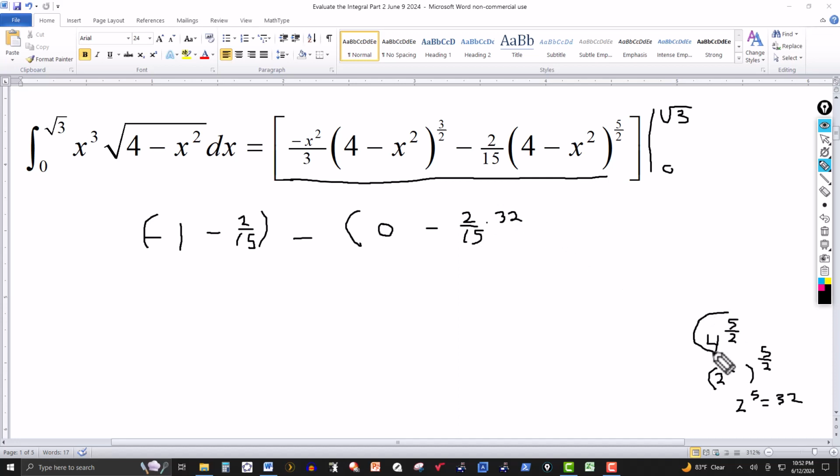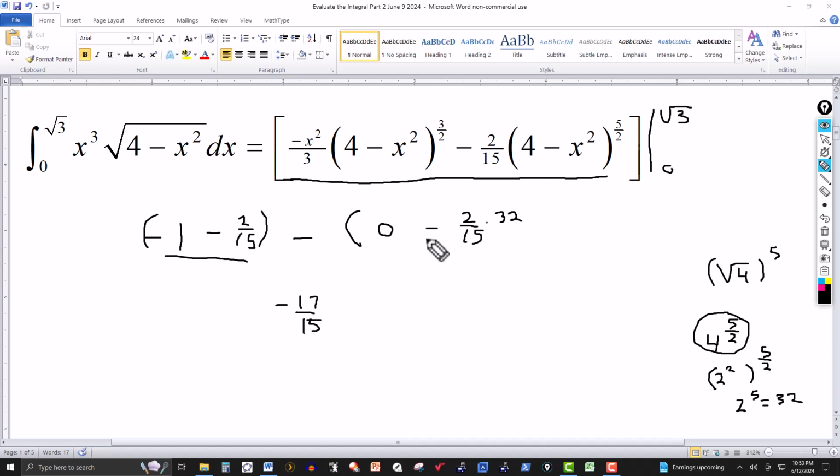Now this could also be done, look at it this way and say the same thing as the square root of 4 quantity to the 5th. Square root of 4 is 2, and then 2 to the 5th is 32. So I'll wind up with this. So let's compute this out here. This is the same thing as minus 15 over 15 over here, and a minus 2 over 15. That gives me a minus 17 over 15.